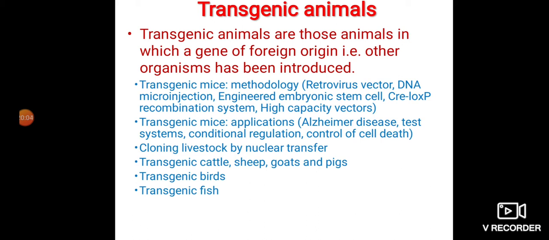transgenic technology to produce transgenic mice, using methods like retroviral vector DNA microinjection, genetically engineered embryonic stem cells, the Cre-loxP recombination system, or high capacity vectors. They are also producing transgenic mice for Alzheimer's, as test systems, for conditional regulation, and to control cell death. People are also producing transgenic cattle, sheep, goats, pigs, birds, fishes, and a variety of organisms with transgenic technology.